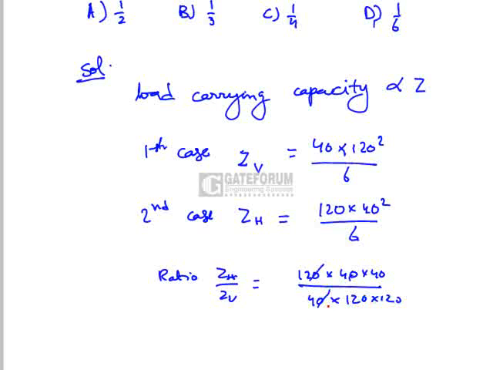Let us say it is 1/3. So the load carrying capacity will be reduced by 1/3 time. The correct option is B.